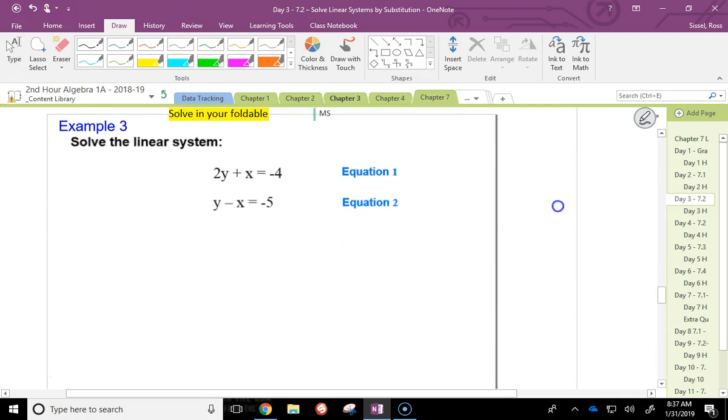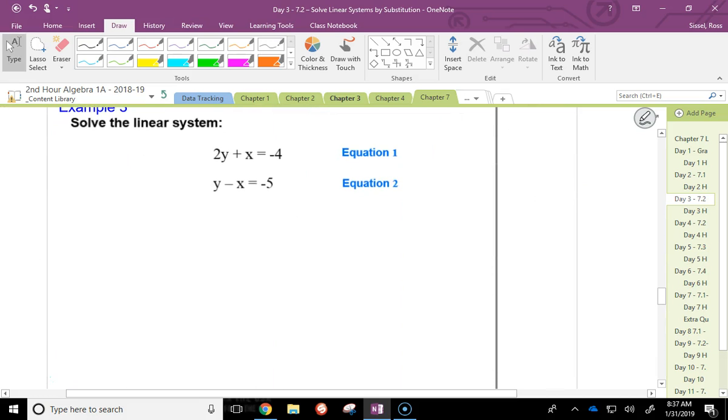Okay, this one is in your foldable. So if you still have it, I'll pull this open for you. The foldable, I gotta use this.